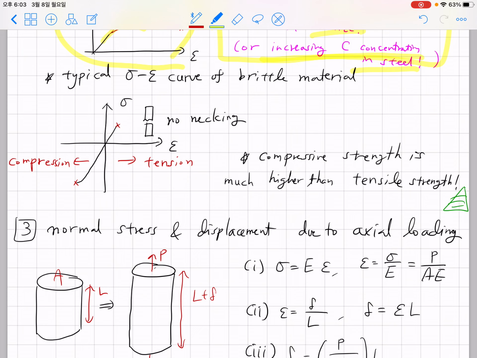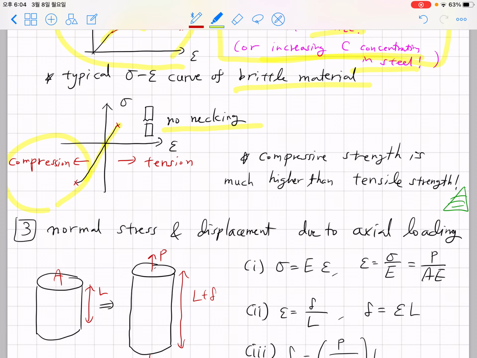In addition to ductile material, we have brittle materials such as rocks and glass. For rocks and glass, we typically don't see necking, and what you see is a stress-strain curve with proportionality between stress and strain for the entire range until failure. Typically rocks and glass are weaker under tension. Under compression, rock can sustain higher stress. I think it should be the same for glass. This is a typical behavior of a brittle material.